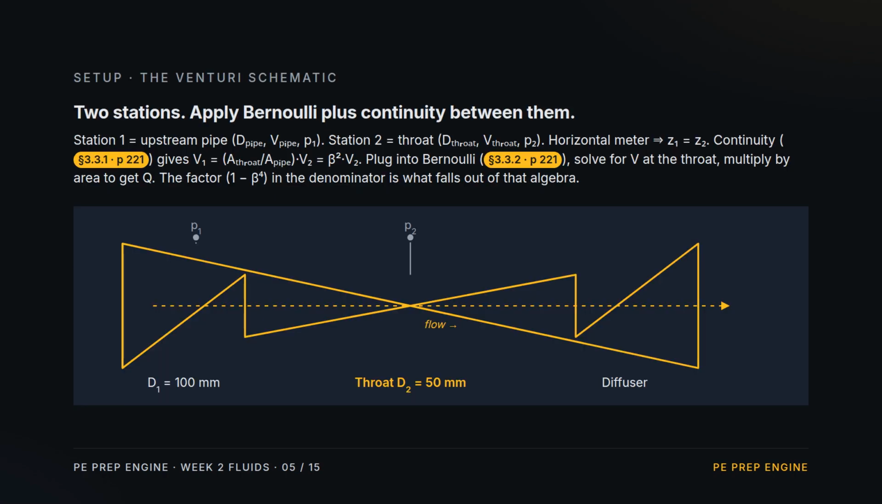Station 1 is the upstream pipe. Station 2, the throat. Apply Bernoulli between them. For a horizontal meter, the elevation terms cancel. Continuity gives the upstream velocity as beta squared times the throat velocity, beta being the diameter ratio. Eliminate the upstream velocity, solve for throat velocity, multiply by throat area, and you have Q. The 1 minus beta to the fourth term falls straight out of that algebra.